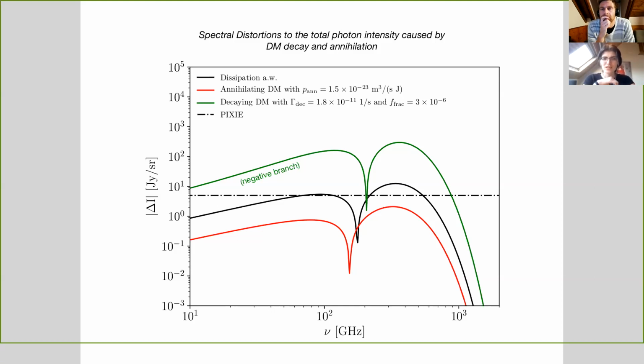But if we look at the decaying dark matter case in green, we can see that it's about 1 order of magnitude higher than the Lambda CDM prediction. So this is something that PIXI would absolutely be able to measure. With this in mind, it's the first hint that we have that decaying dark matter is something that we will be able to constrain with spectral distortions. Later on, I'll get on to exactly how much we can constrain with these.